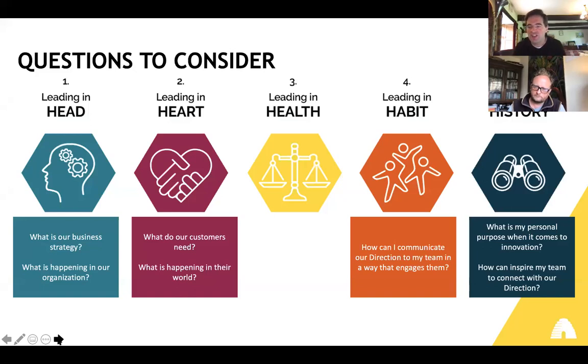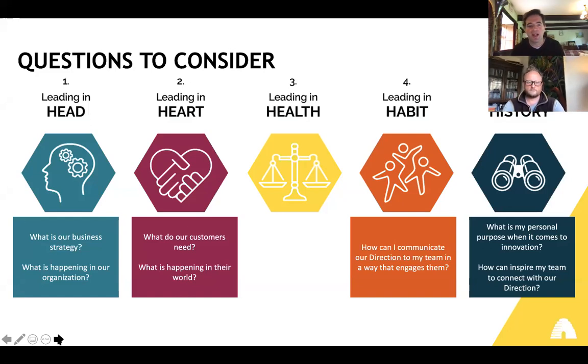There are some key questions that you can ask when you adopt the practices of an exceptional leader for uncertain times, which can then help you to define your innovation direction and help you to lead as an innovative leader, to lead the direction. So first off, as we've talked about, you need to understand what is your business strategy. And that comes into leading in head. If you can understand the business strategy, you're well on the way to understanding your innovation direction.